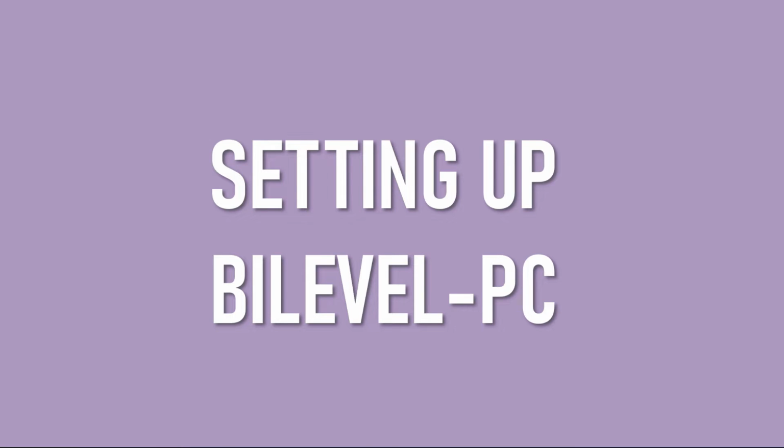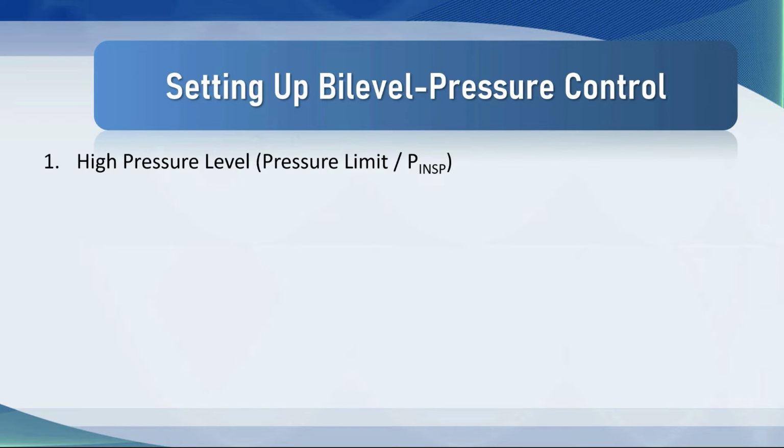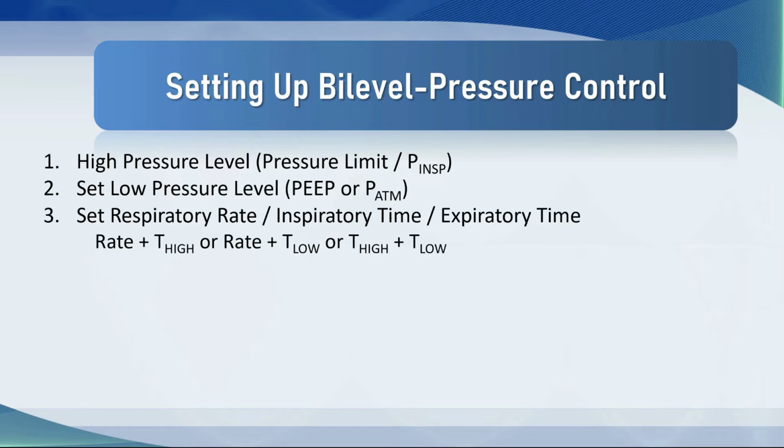Let's look at the settings that you need to apply to use bilevel pressure control. The first thing you must do is set a high pressure level. This is the pressure limit, or the P-insp. This is the point above which you don't want the ventilator to generate positive pressure. The second thing is you set the low pressure level, or the PEEP, or atmospheric pressure, and of course the driving pressure is the difference between the low pressure and the high pressure. Then there's a whole configuration thing that you need to do regarding the respiratory rate, inspiratory time, and expiratory time. And you have three options.